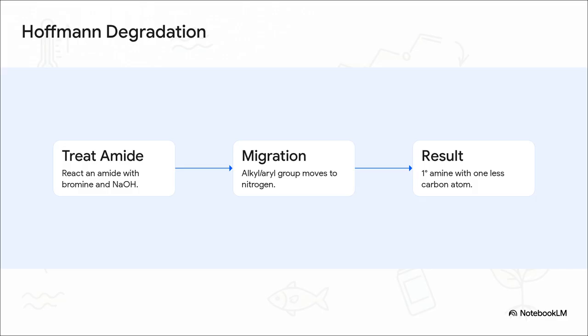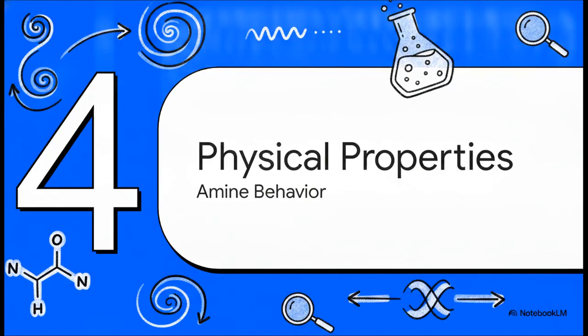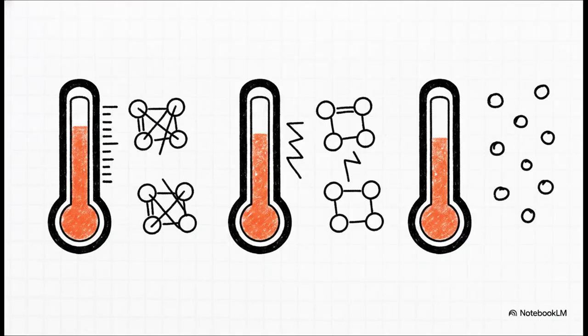This is the absolute perfect reaction, a real game changer, honestly, when a chemist is designing a synthesis route and needs to intentionally chop down a carbon chain. Which brings us to Section 4, Physical Properties and Basicity, Observing Amine Behavior. There is a super fascinating trend in how these molecules physically behave, especially regarding their boiling points. Primary amines actually have the highest boiling points of the three classes.